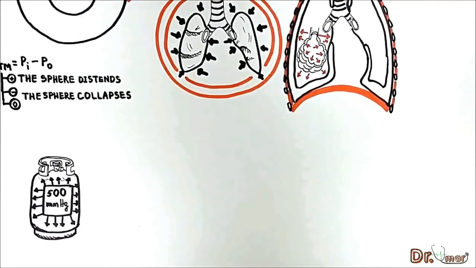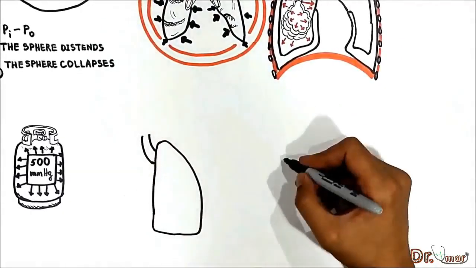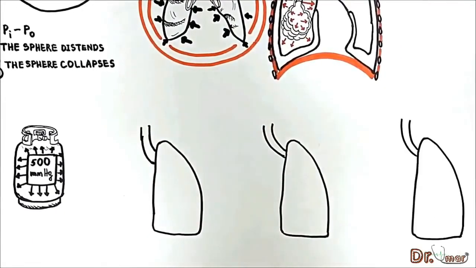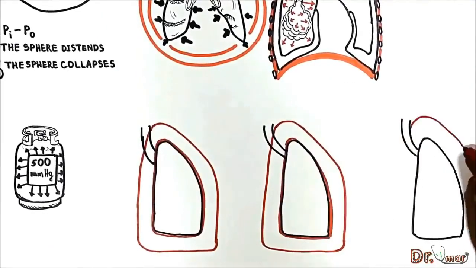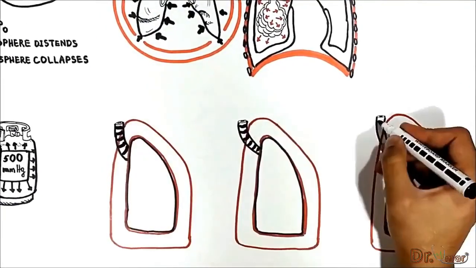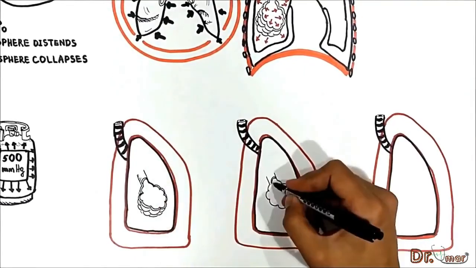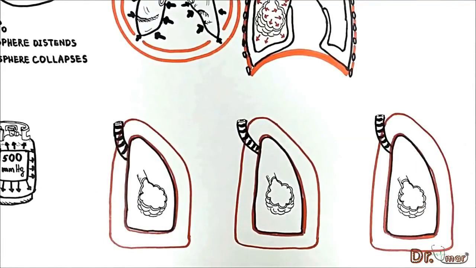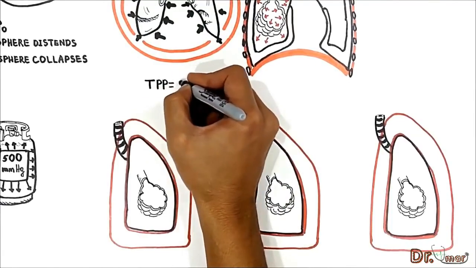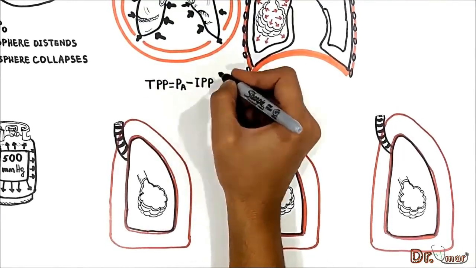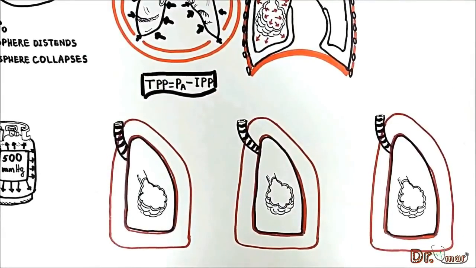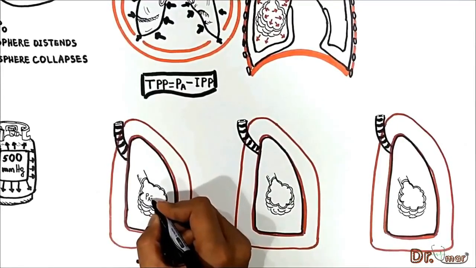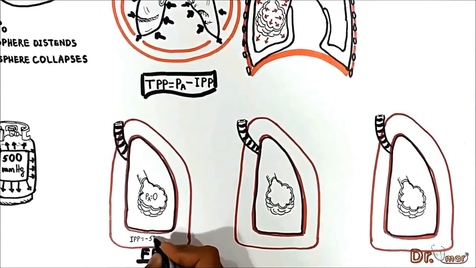Let me draw three lungs to explain how negative, positive, and zero transpulmonary pressure act on the lung's wall. Please note that I enlarged the pleural space. These are alveoli. First, you have to keep in your mind this equation: transpulmonary pressure is equal to alveolar pressure minus intrapleural pressure. First, let's talk about transpulmonary pressure at FRC. It is very important to know that at FRC, the alveolar pressure is 0 and the pleural pressure is minus 5 cm water.